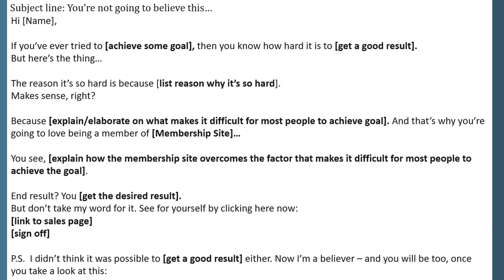Because include the explanation and elaborate on what makes it difficult for most people to achieve this specific goal. And that's why you're going to love being a member of, you can state your membership site's name. And you see? And in here you can explain how the membership site will overcome the factor that makes it difficult for most people to achieve this certain goal. Now, end result, you get the desired result. But don't take my word for it. See for yourself by clicking here now. You can include the link to the sales page and sign up. And postscript, I didn't think it was possible to get a good result either. Now, I'm a believer, and you will be too once you take a look at this.